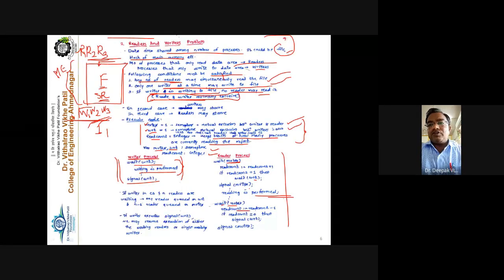The read count equals read count minus 1, and if the read count equals 0, then signal WRT and signal mutex. This means we have to associate the reader and writer processes with the help of these two semaphores, that is mutex and WRT.